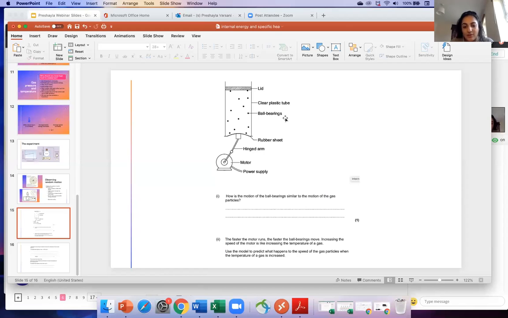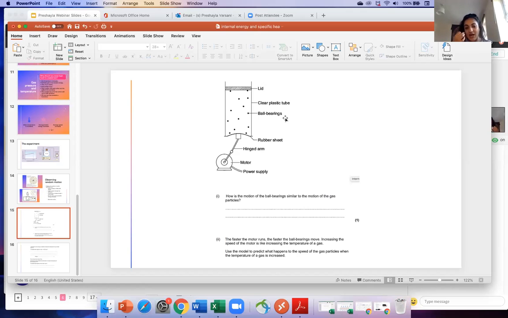Now, the second part of the question says, the faster the motor runs, the faster the ball bearings move. Increasing the speed of the motor is just like increasing the temperature of the gas. When we increase the temperature of the gas, we increase the speed of the particles. So use the model to predict what happens to the speed of the gas particles when the temperature of a gas is increased. So what do we think happens, or what do we know happens, when the temperature of a gas is increased? What happens to the speed of the gas?